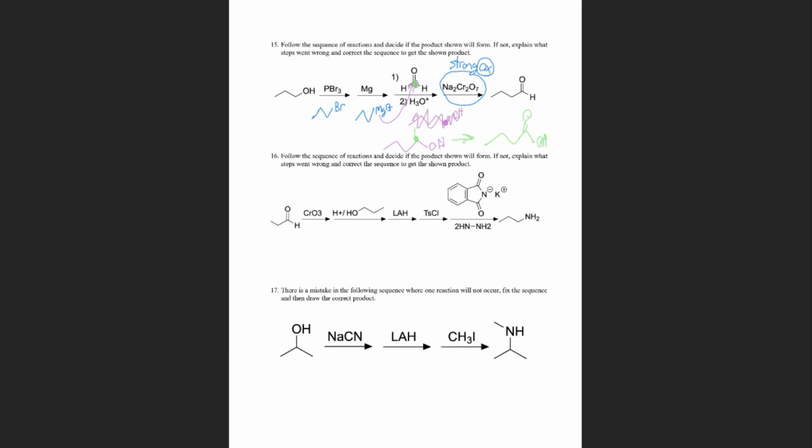So now let's look at number 17. So I wrote, there is a mistake in the following sequence where 1 reaction will not occur. Fix the sequence and then draw the correct product. So I'm going to create another poll asking which step do you think will not occur? Or I guess instead of not occur, I should ask which reaction will result in no reaction.